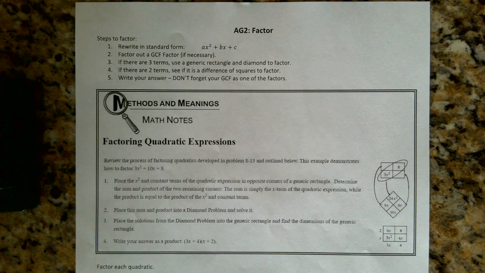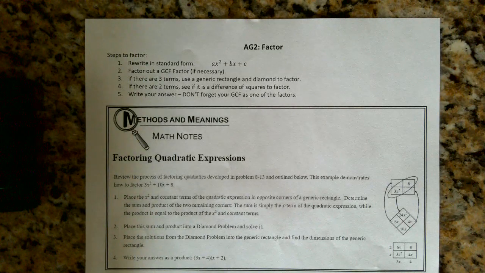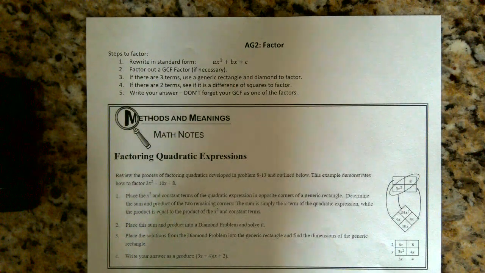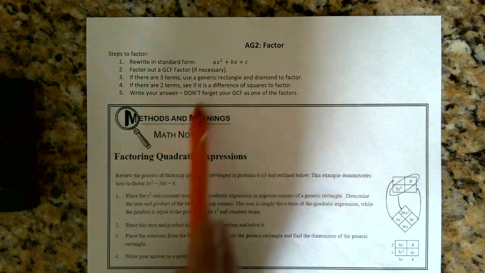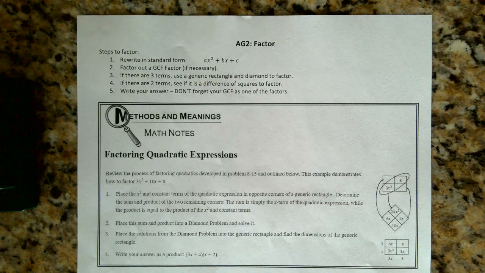But first, for number 1, we're looking at x squared plus 6x plus 8. The steps to factor are all written here for you, in standard form. First and foremost, it says factor out a GCF if necessary. We said in the other video that if there is a value you can pull out from each term, feel free to do so, because it will make factoring easier in the long run. If there are 3 terms, use a generic rectangle diamond factor.